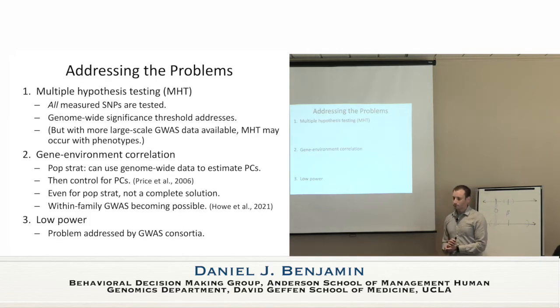OK, so we talked last time about the three big problems of gene discovery. How does GWAS do at addressing these problems? Well, for multiple hypothesis testing, we are transparent about testing all of the measured SNPs. And we use the genome-wide significance threshold to deal with that issue of testing all the SNPs.